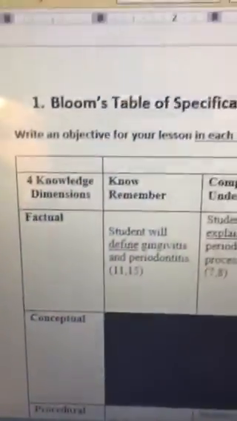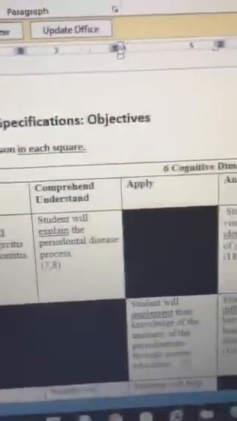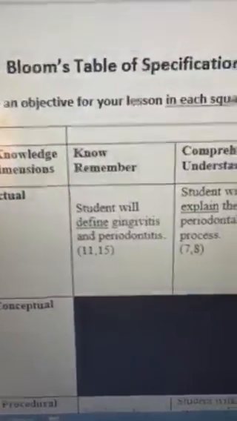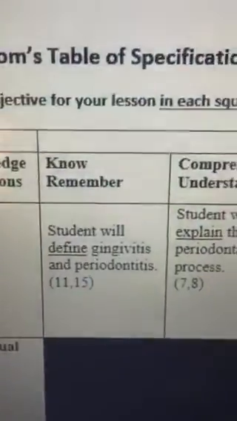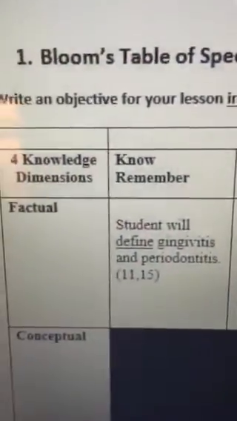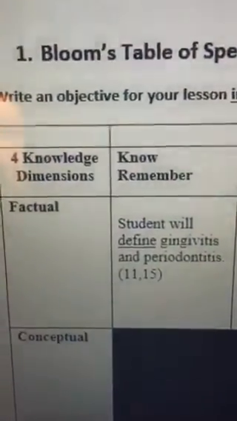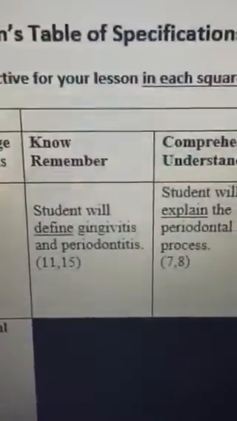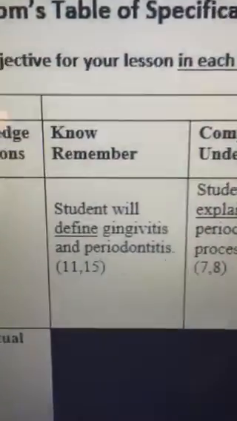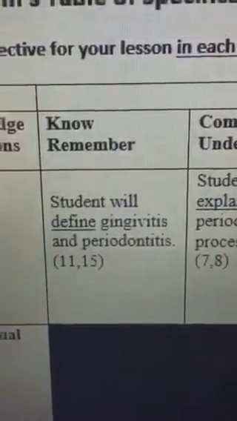So here's my project. On my table of specifications here, for the objectives, I have underlined each of the verb words. It helped me to stay on track with the level of knowledge where I wanted to be at. And then in parentheses, I've included the slide number where that can be located in my PowerPoint presentation.